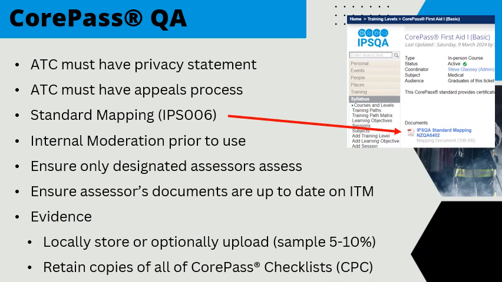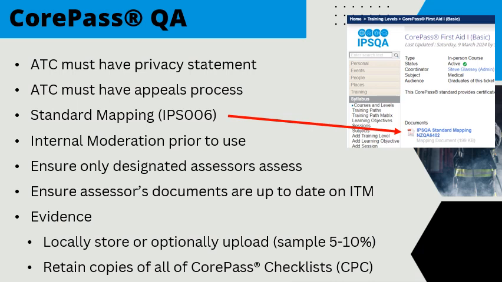For CorePass, once the assessment has been completed, the ATC must retain evidence of the assessment. Often the standard practice of keeping copies of candidate exams or observation checklists is sufficient, and this can be retained locally by the ATC. If only a portion of candidate evidence is retained, ensure at least 5% is kept. That is, for every 20 candidates assessed there should be at least one full set of candidate assessment evidence available for quality assurance purposes such as audit and post-assessment moderation.